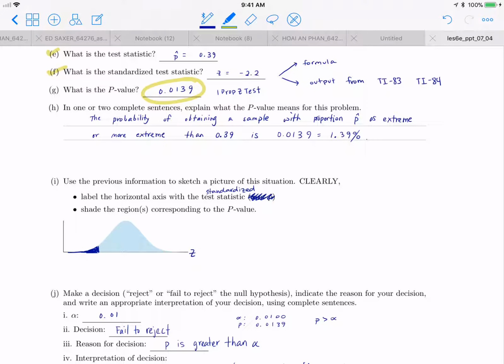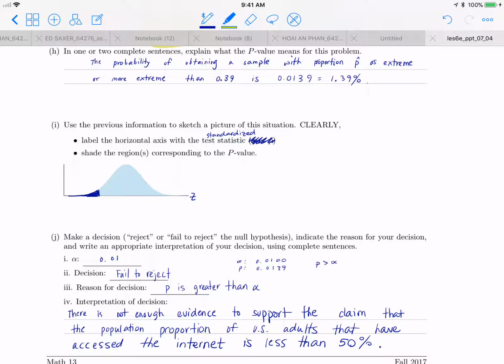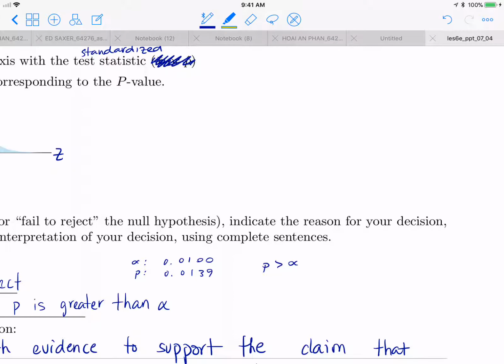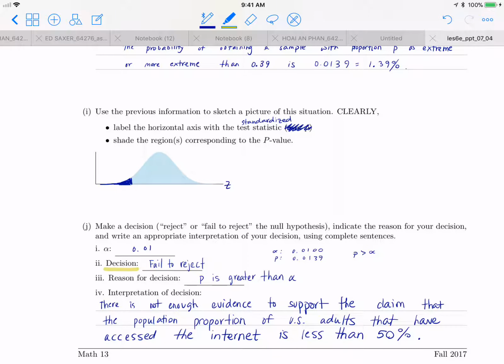Okay, so what I'm going to do is I'm actually just going to leave this up on the screen for a few seconds, so you can pause, you can take a moment and make sure that you understand why I answered the questions the way that I did. Okay, and so remember, in order to make the decision, you check which is greater, p or alpha. And so here we had alpha is 1% and our p is 1.39%. So since p is greater than alpha, we fail to reject. Okay, so there you go.